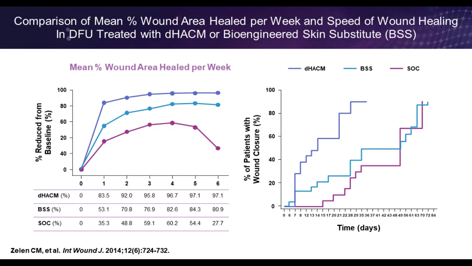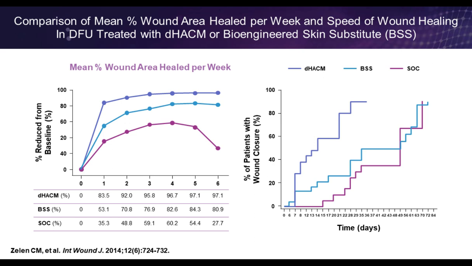And in the right panel, plotting the data just slightly differently, the probability, the percentage of patients with wound closure, again, is very significantly increased at a much quicker time point using the amnion-chorion membrane.